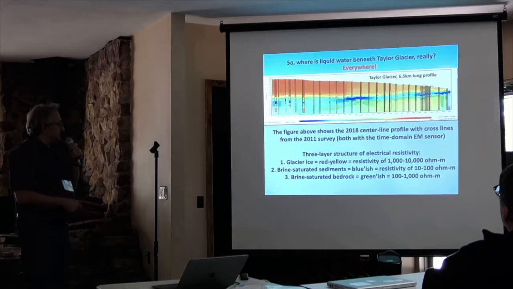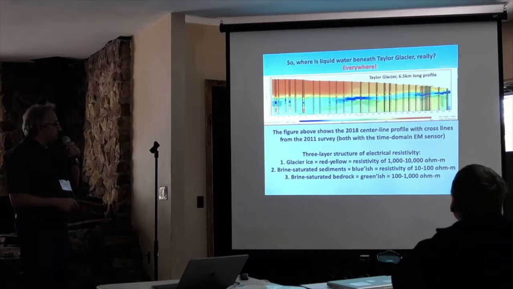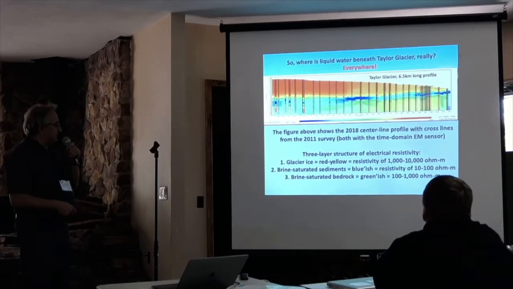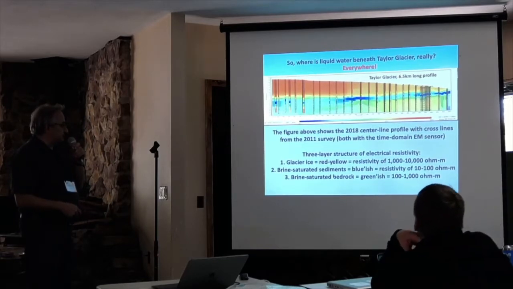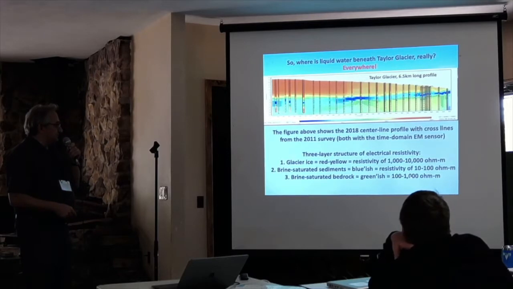We interpret that as the brine-saturated sediments. The bluish colors, resistivity of about 10 to 100 ohm meters, pretty low. Glacier ice, in contrast, is pretty high, 1,000 to 10,000 ohm meters. And then underneath we have a signal transitioning to something a bit more resistive than these bluish veins, probably interpreted by us as brine-saturated bedrock, 100 to 1,000 ohm meters in greenish colors.